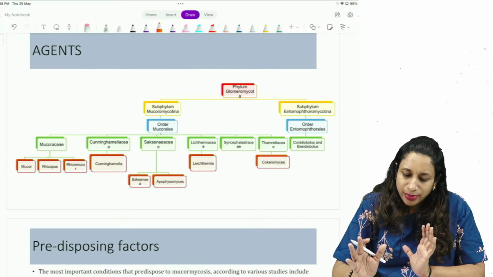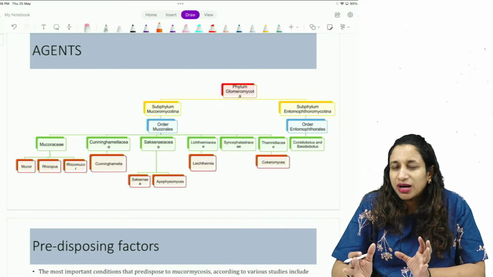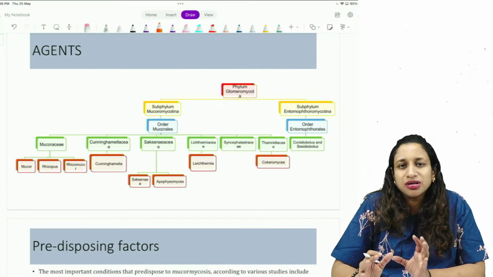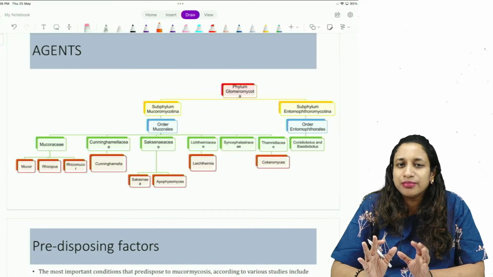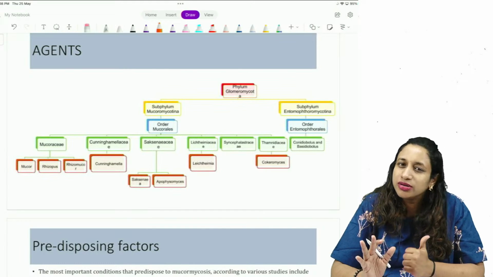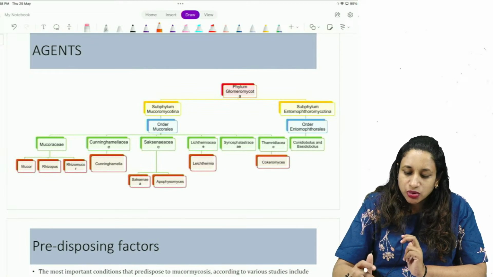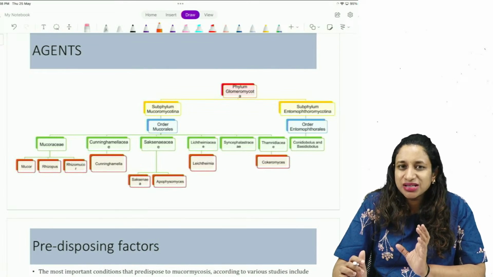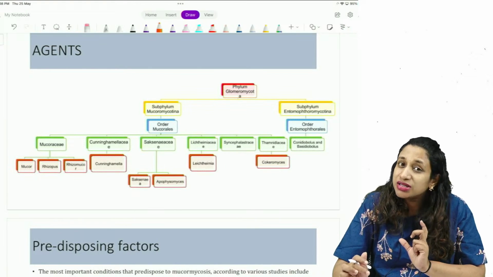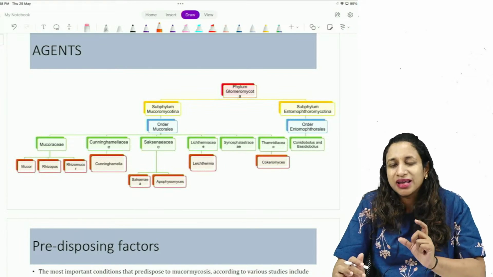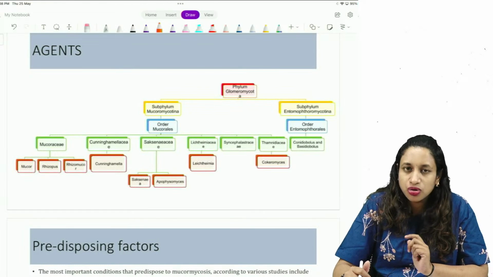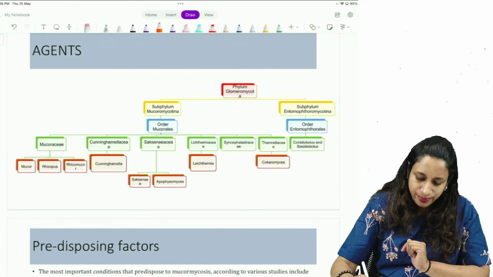And you have to remember there are others also grouped under Mucorales which can cause similar symptoms, but for the exam they usually rely totally on Rhizopus, Mucor as well as Absidia species. So, the order Mucorales, these are the ones you have to keep in mind as the most common organisms which cause mucormycosis.